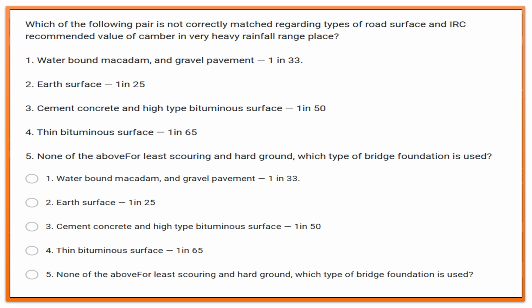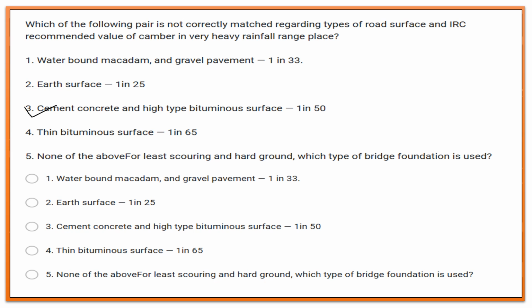So the first type of road is with cement concrete and high type of bituminous surface. The range is in between 1 in 50 and 1 in 60: 1 in 50 for the heavy rainfall, 1 in 60 for the light rainfall. So the third is correct. Second is about the thin bituminous surface.